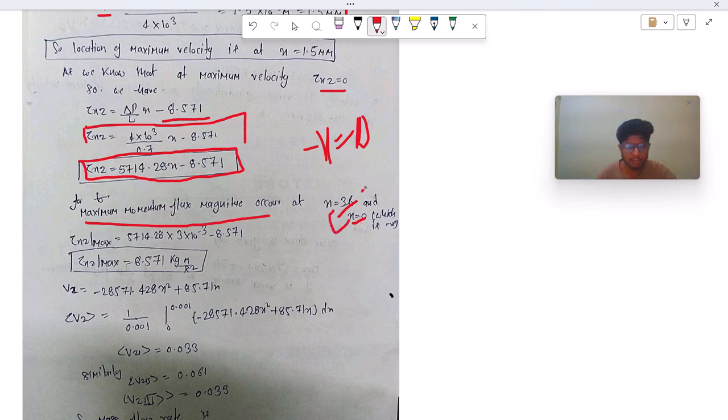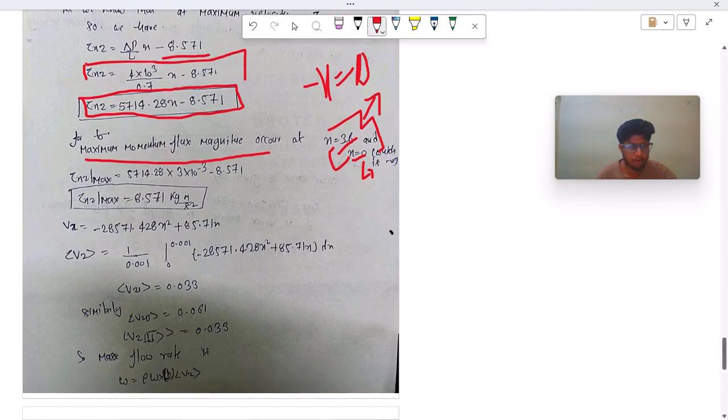If they ask about direction, there is a sign: at x equal to 0 we have a negative sign of flux, and at x equal to 3v we have a positive sign of flux. So if we put the value of x equal to 3v, we get our tau xz max equal to 8.571 kg meter per second square.